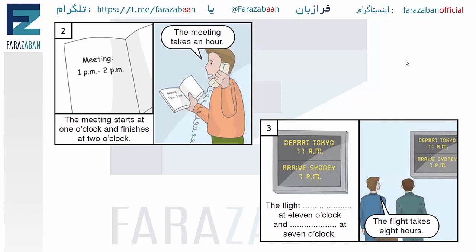1 ساعت زمان میبره. Now look at number 3. The flight at 11 o'clock and at 7 o'clock. We have depart Tokyo 11 a.m. and arrive Sydney 7 p.m.